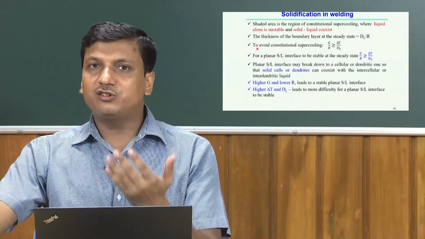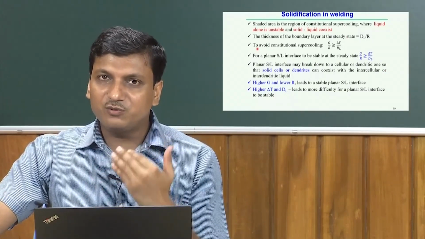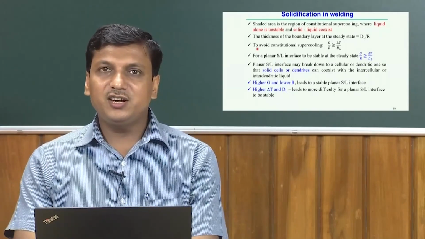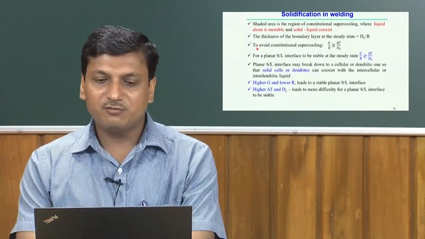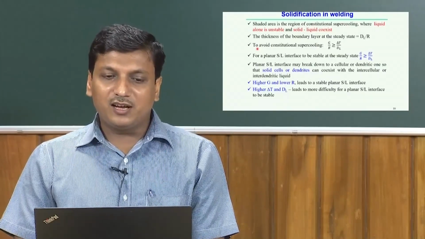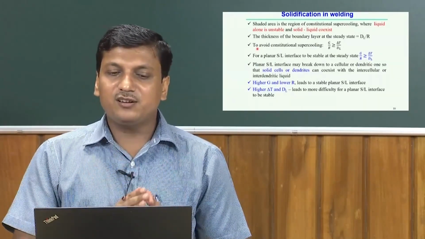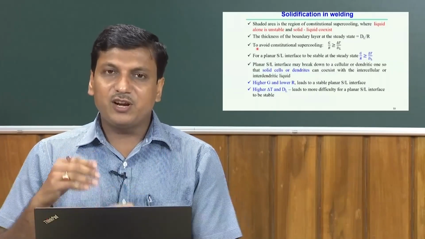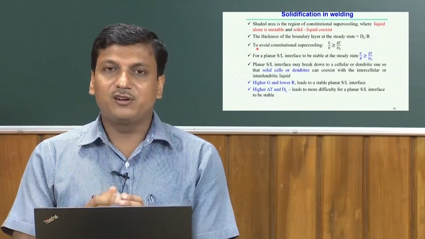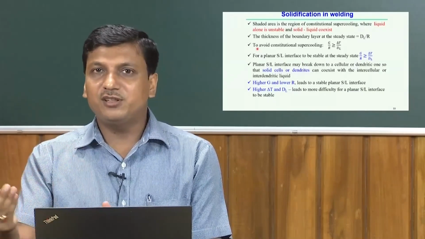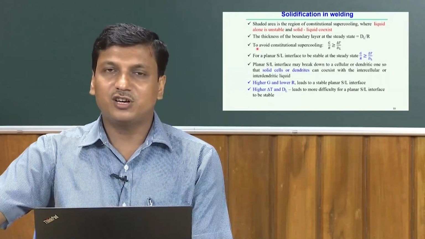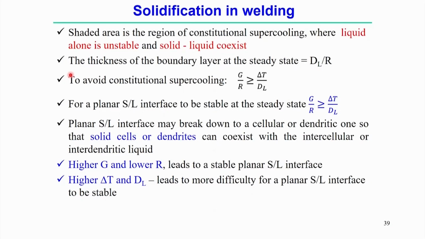Now, constitutional supercooling can also be used to explain whether the solid liquid interface can be stable or will break down from the planar solid liquid interface. That means the planar solid liquid interface is stable if there is no constitutional supercooling, just the opposite of the condition for avoiding it. So in that sense G by R greater than or equal to delta T by dl actually represents the stability of the planar solid liquid interface.